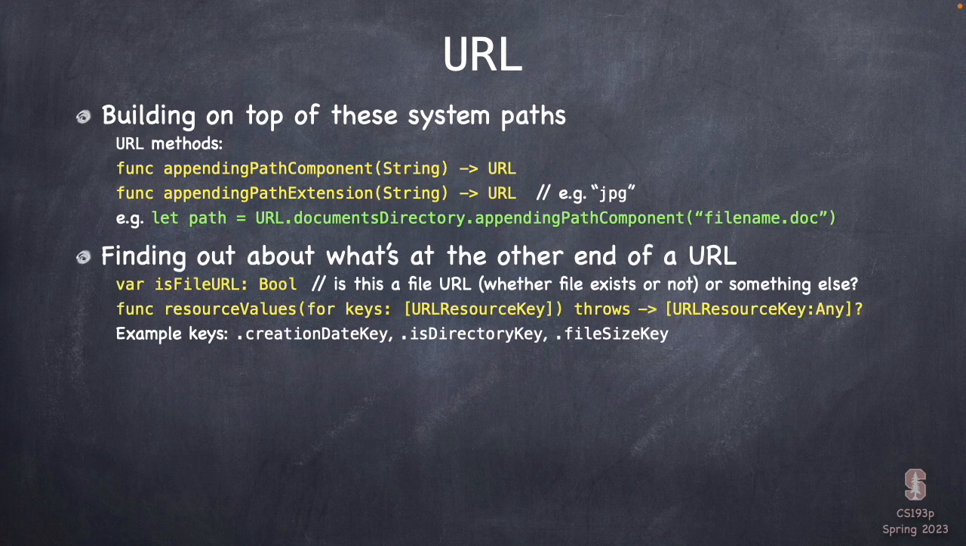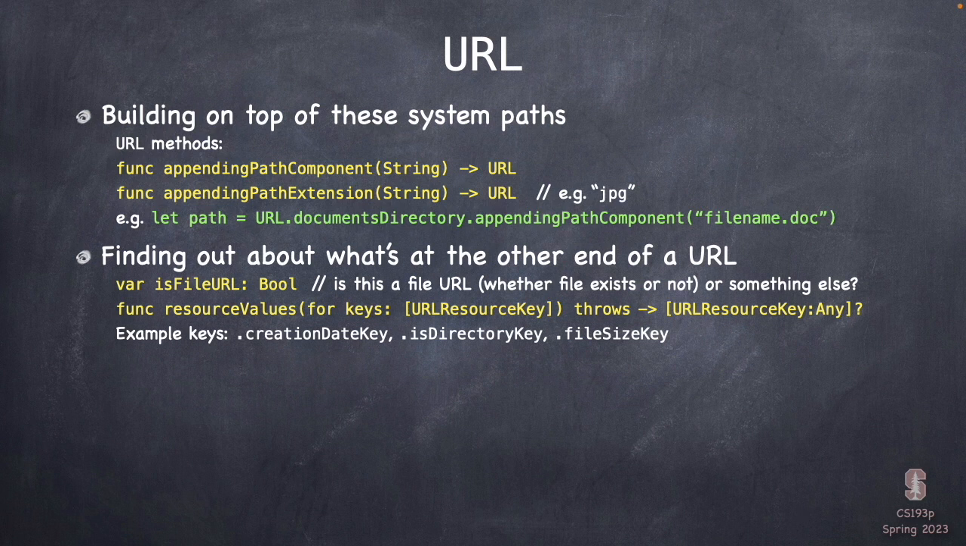Now, URL has other stuff in there that I'm not really going to talk about, like you can ask, is this URL a file URL or is it an HTTP type thing? You can find that out. And it also has all kinds of resource values you can get about the file, like the creation date, whether it's a directory, how big it is on disk, those kind of things. You can get all that with functions on URL. So URL is a really powerful way to access your Unix file system. A lot of convenience mechanisms there.